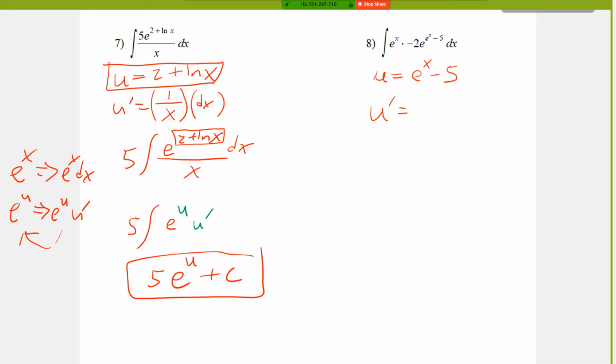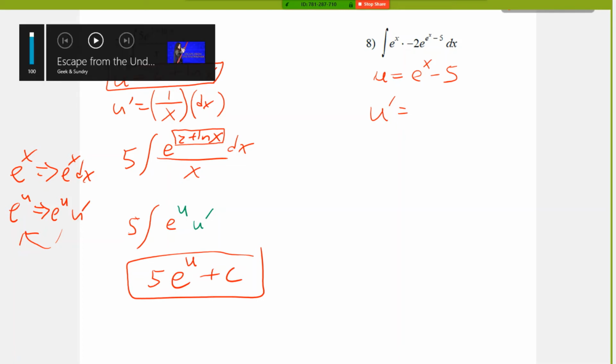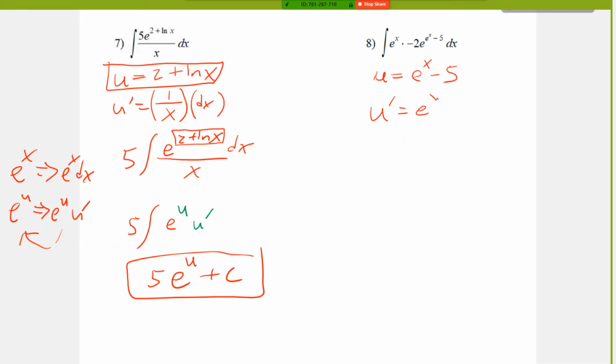Okay, I missed your first part. If I derive e to the x, what will happen? Yes. So my derivative will be e to the x dx. Okay, then I'm going to substitute. I'm going to jump over to Abby. So if I make that substitution, what will happen for this integral?